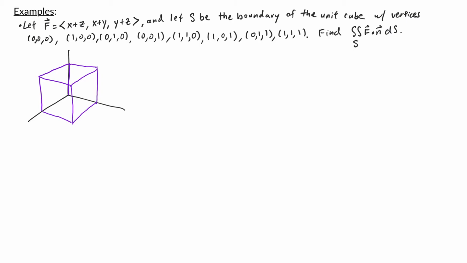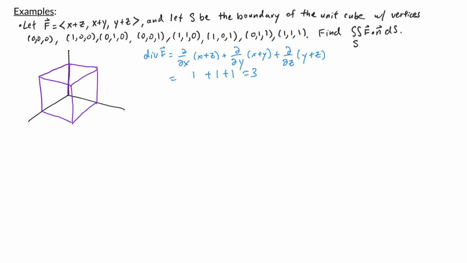So first, let's find the divergence of F. We have div F equals the partial derivative of the first component with respect to x plus the partial derivative of the second component with respect to y plus the partial derivative of the third component with respect to z. So in this case, we just have 1 plus 1 plus 1, or 3.